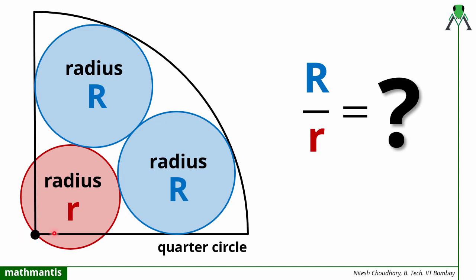In this question, we have been given a quarter circle. There is a circle of small radius r passing through the center of this quarter circle. And this circle of small radius r is touching two circles of equal radius capital R externally. And these two circles of equal radius capital R are also touching each other externally. And these two circles are touching this quarter circle internally. So we have to find the ratio of capital R by small r. So this is our question.